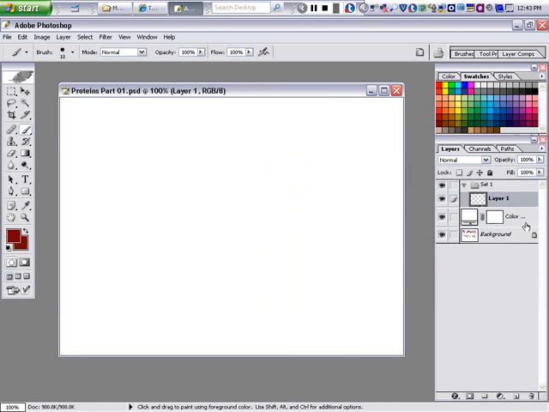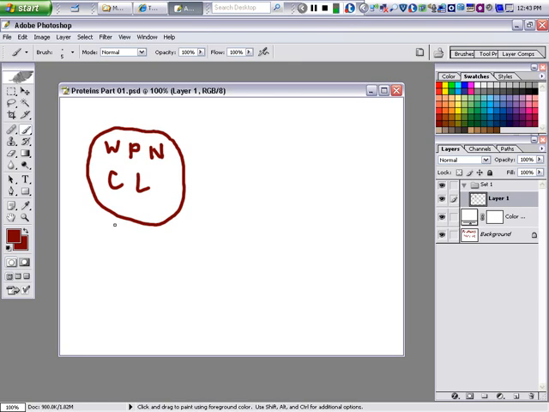Okay, if you have a cell, let's say we have a cell here. This cell is going to have lots of things in it. It's going to have water in it. It's going to have proteins, nucleic acids, carbohydrates, and lipids. All of these components are going to be in this cell.